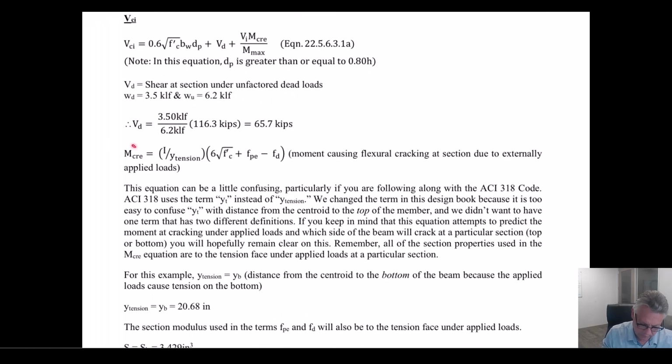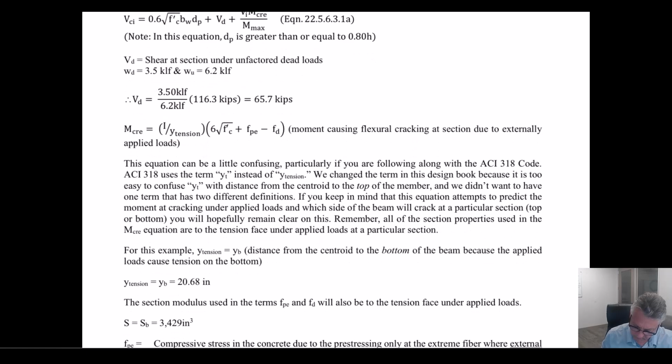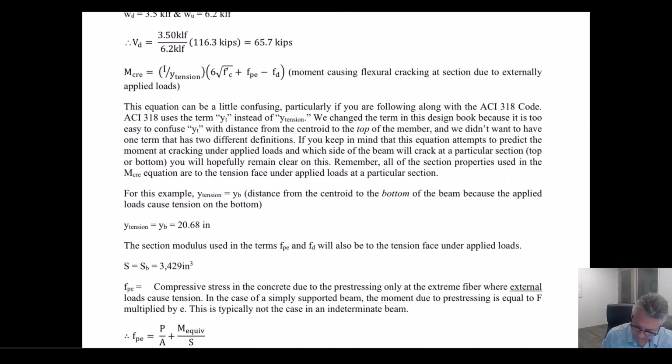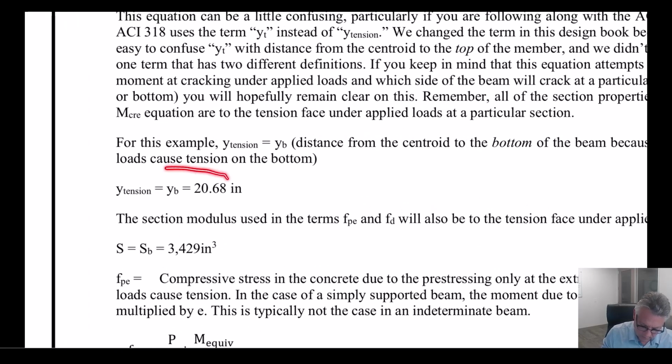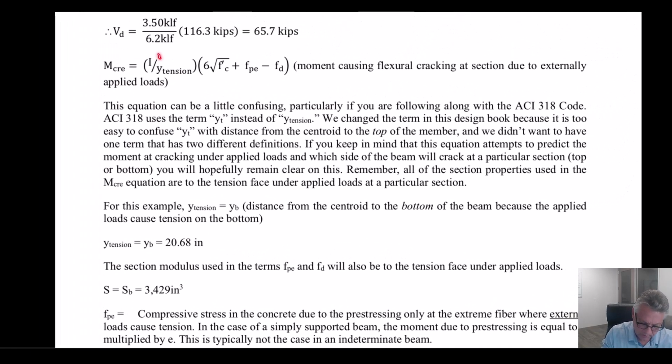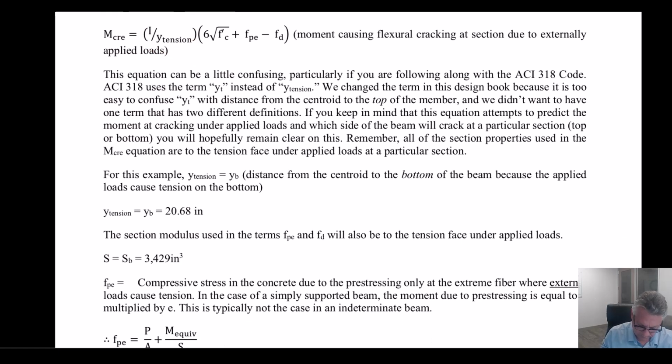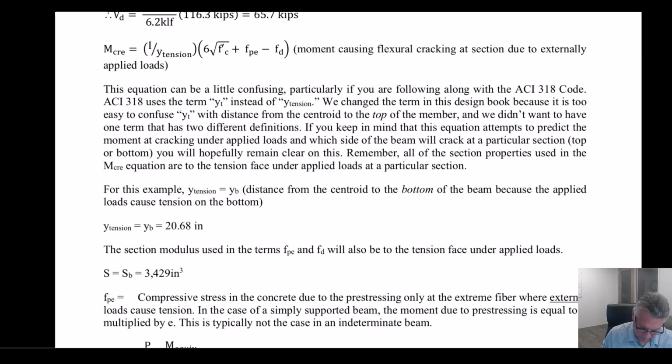Moving over to the effective cracking moment. We are trying to figure out when this will crack. And remember, this is the section modulus to the tension side, not the top necessarily. In fact, in this case, it's the bottom. So Y bottom that I gave you in the beginning of this is 20.68. That's actually what this term is. So we're going to use Y bottom there. I'm sorry, we're going to use the section modulus to the bottom there.